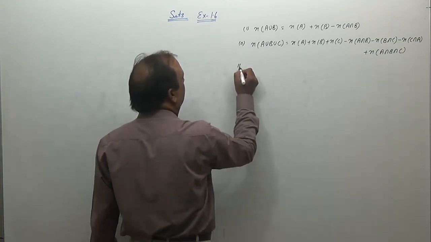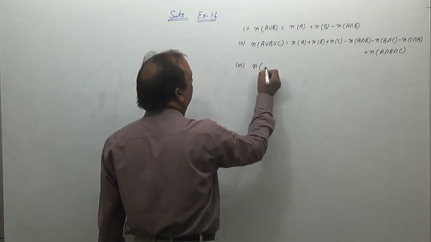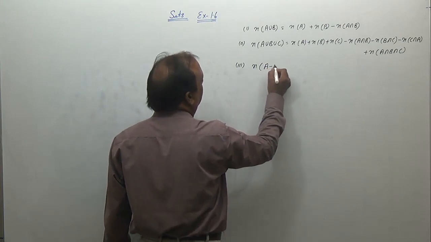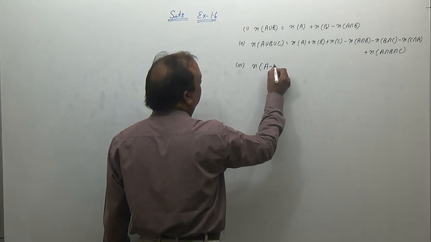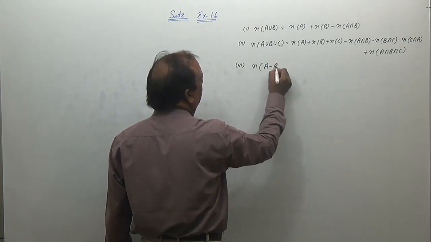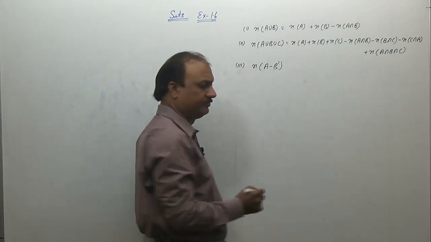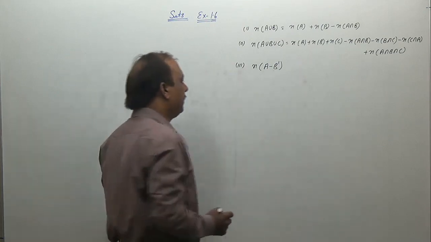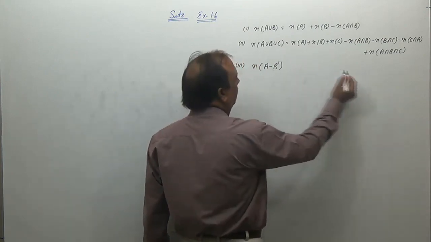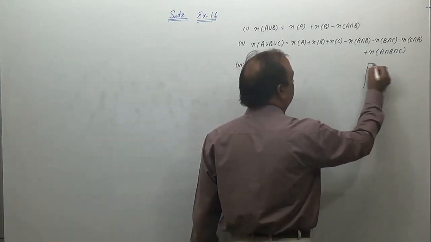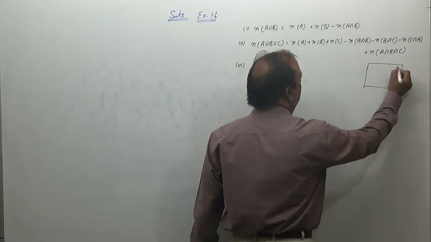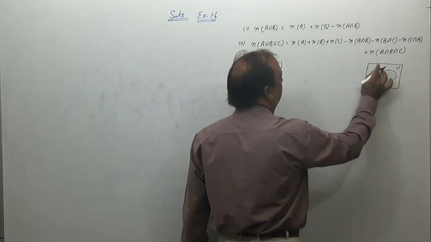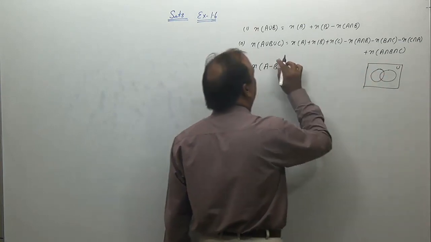Now, the third property: the number of elements in A minus B, also called A not B. We can express this by the Venn diagram with universal set, set A and set B, the number of elements of set A not B.